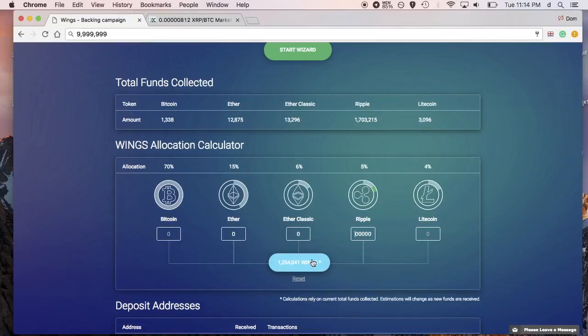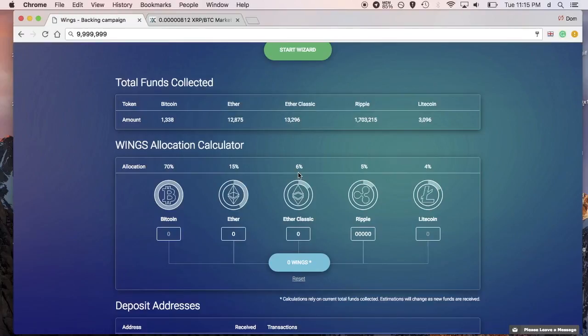So now you can see which one is the correct one as far as the highest allocation for the donated funds. And by doing this, you're really helping out Wings Foundation, because the reason why we did this, and it may seem a bit confusing to folks, is that we wanted to try out how it would work to be able to use multiple currencies to fund a project.